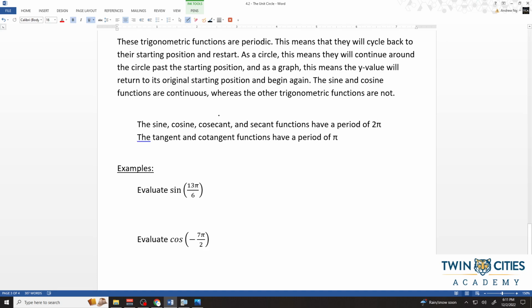Now, the sine and the cosine functions, we're going to look at those graphs at another time. They are continuous, whereas these other trig functions are not. And we'll find out what that means in a later section. The sine, cosine, cosecant, and secant functions have a period of 2 pi, and the tangent and cotangent functions have a period of pi.